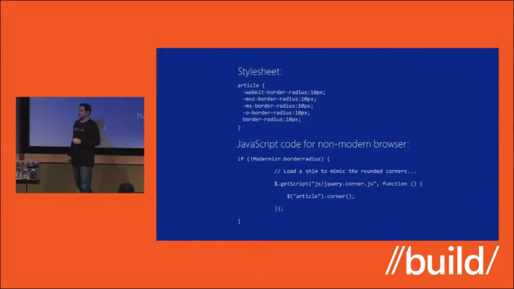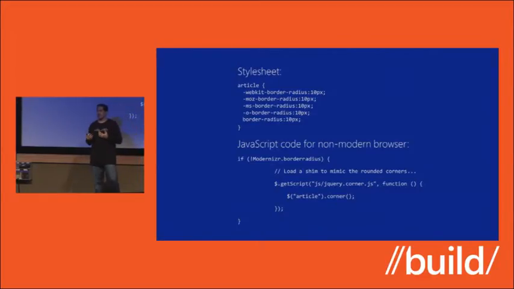So here's an example of a shim. If you look at the CSS at the top, I'm making a call to border radius. Everybody know what border radius is? Rounded corners. Nice little feature, makes things look pretty. All right? But what happens when, let's say, you're in Internet Explorer 8? Well, Internet Explorer 8 doesn't support border radius.